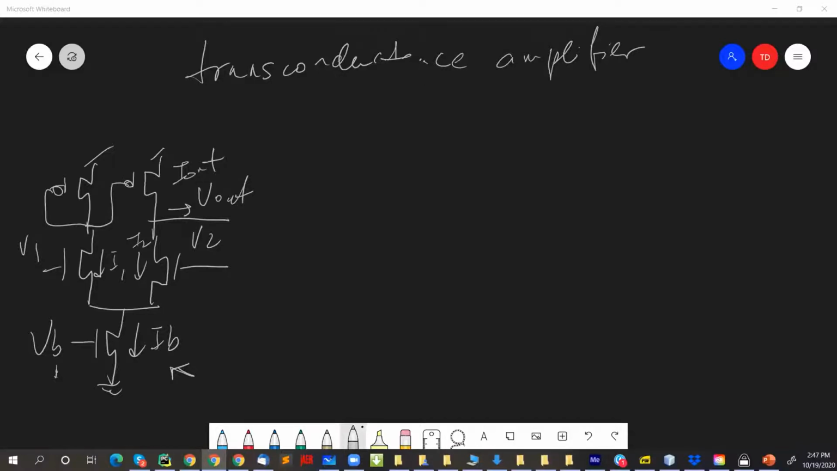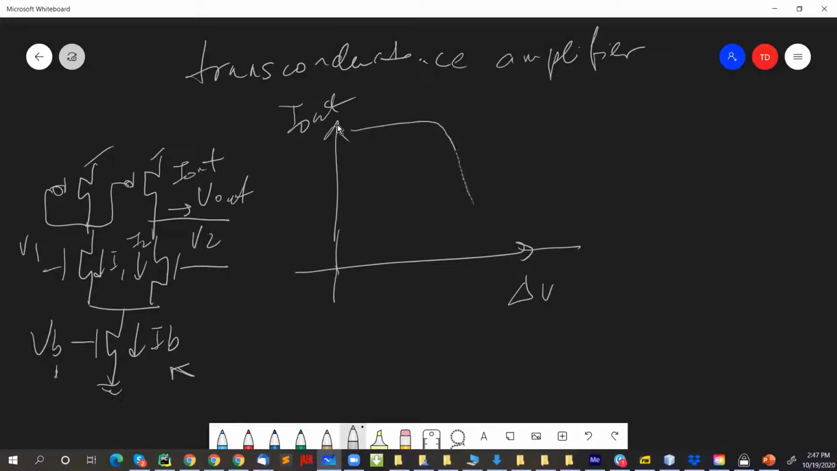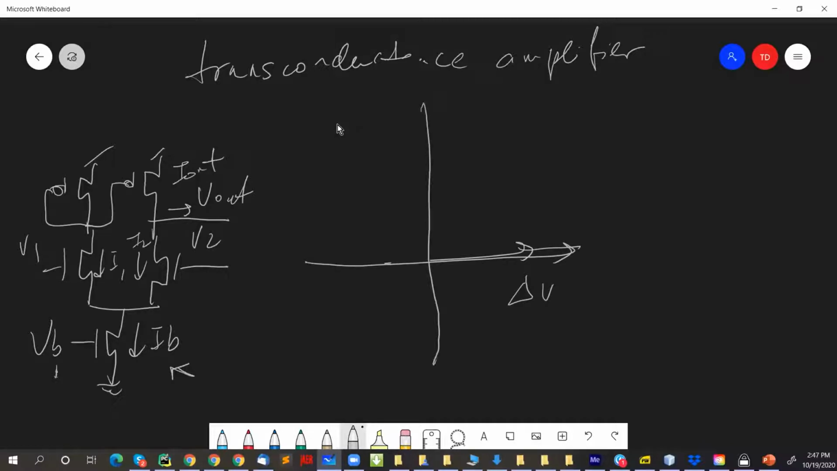Again, remember you have this curve of the I out as a function of delta V, and you're going to get something that goes like this. It should be like a tanh. It should look like that. Then this would be IB and minus IB.